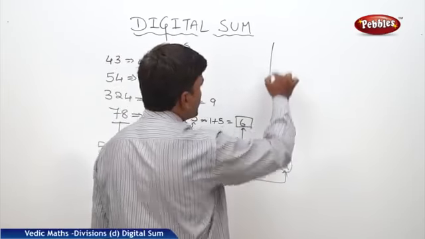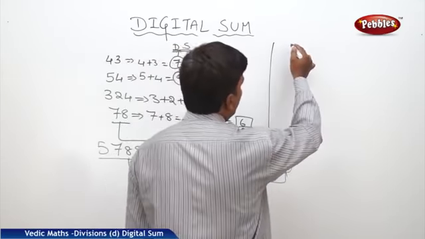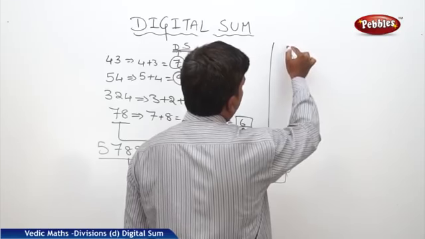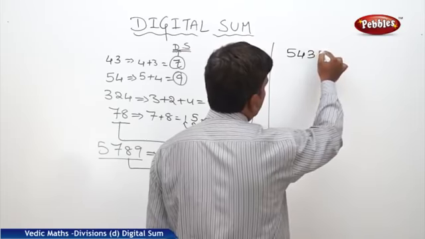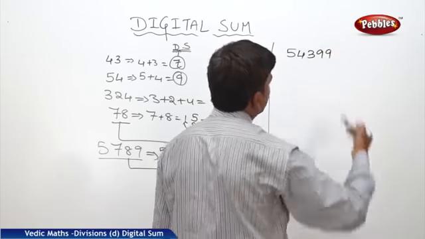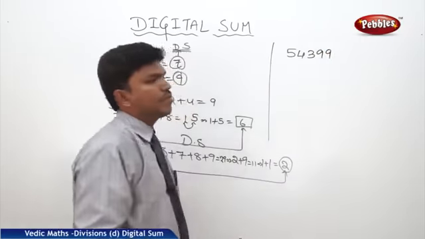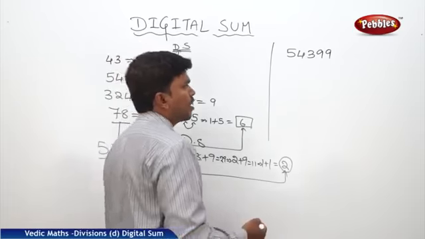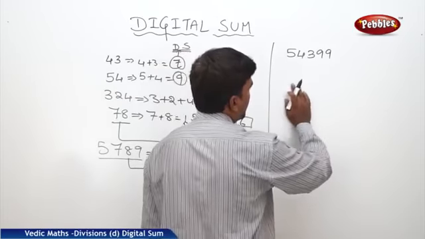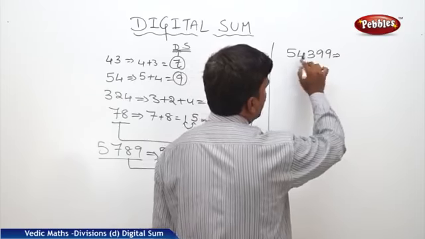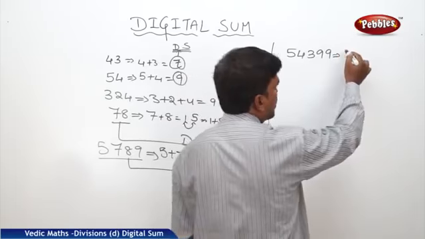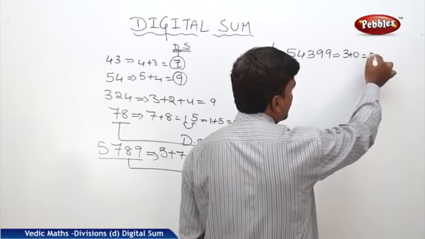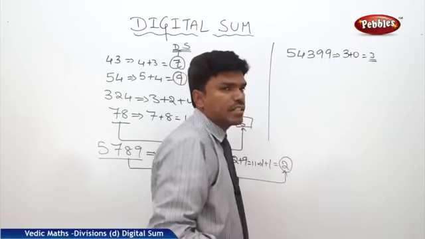Suppose if I ask you, I want the digital sum of say 54399. So what is the answer? 5 plus 4, 9. 9 plus 3, 12. 12 plus 9, 21. 21 plus 9, 30. 30 means again 3 plus 0, 3. Like that you can write.